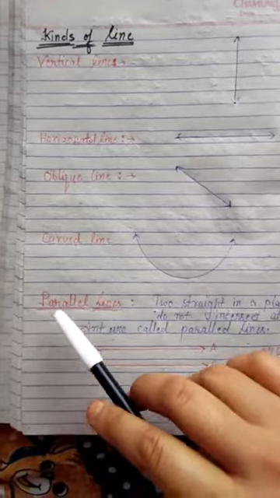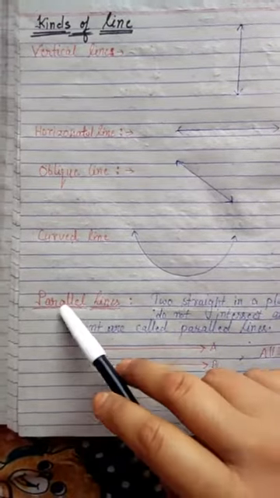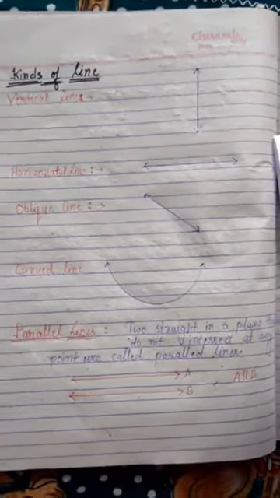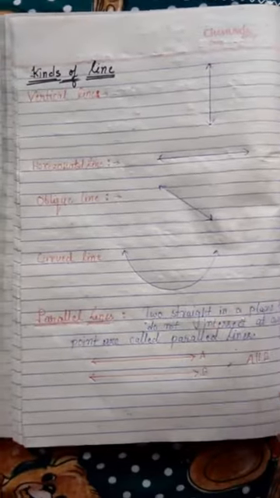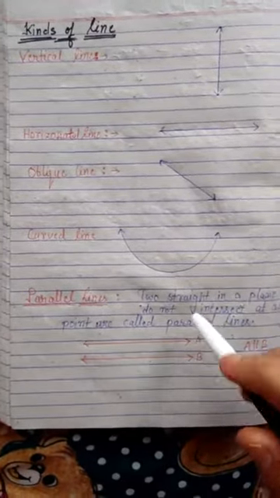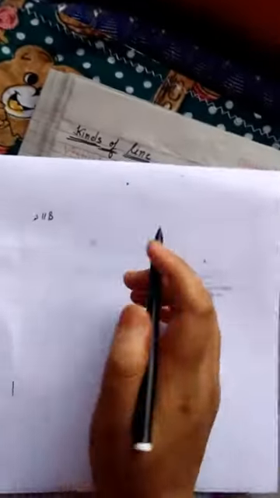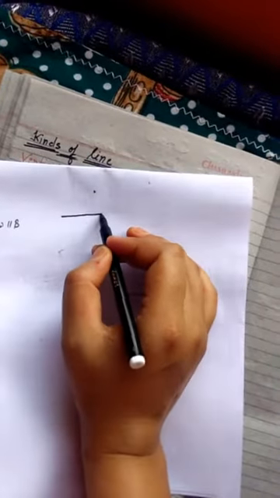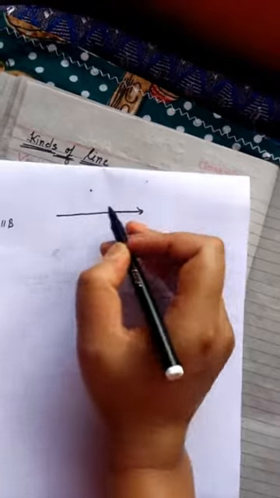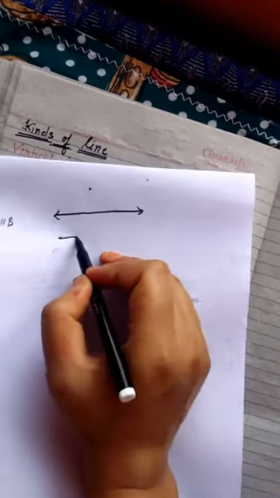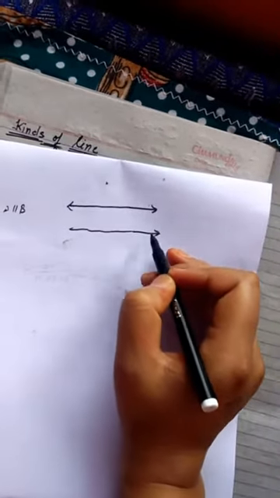The next type is parallel lines. Two lines should be compared. For the comparison, there will always be two lines which never meet each other. Suppose you see the railway track, which never meets each other.